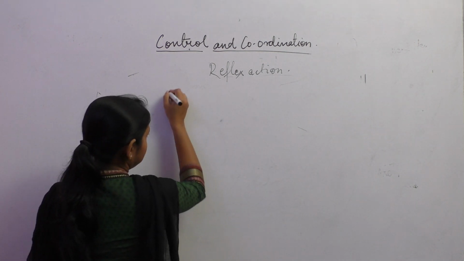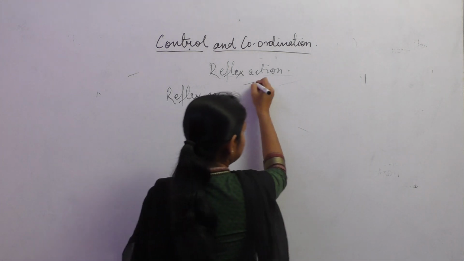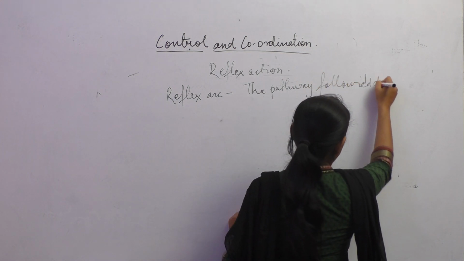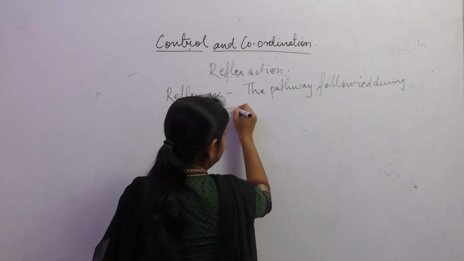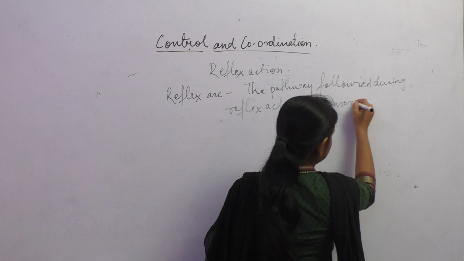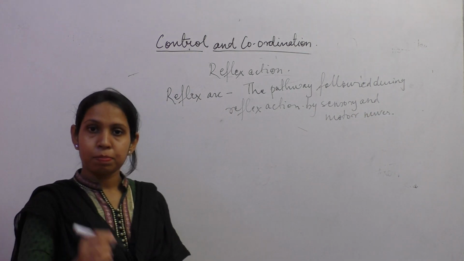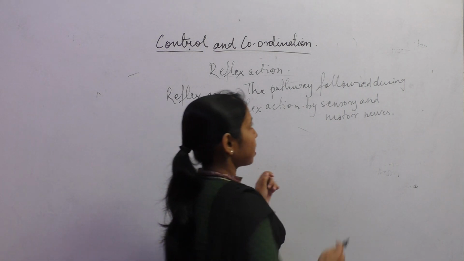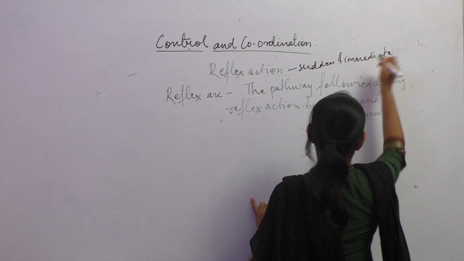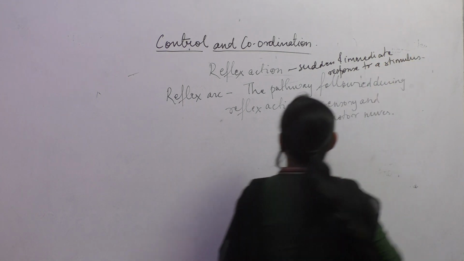Now, these reflex actions follow a pathway which is called the reflex arc. So what can we say about the reflex arc? The pathway which is followed during reflex action by sensory and motor nerves is said to be your reflex arc. That pathway is called your reflex arc. And reflex action, we can write, is a sudden and immediate response to a stimulus. That is called a reflex action.